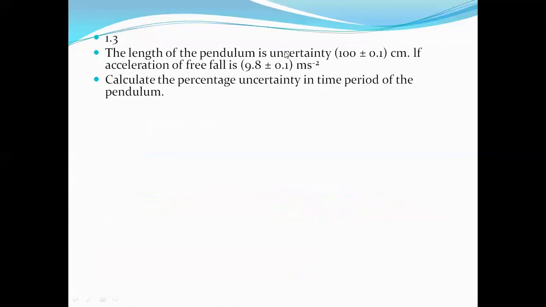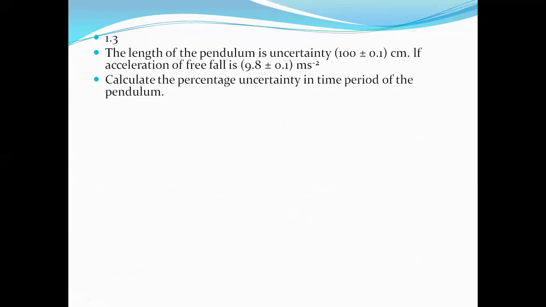Numerical 1.3. The length of a pendulum is 100 plus minus 0.1 centimeter. If the acceleration of free fall is 9.8 plus minus 0.1 centimeter per second square, calculate the percentage uncertainty in the time period of the pendulum. Now we have to calculate the percentage uncertainty in the case of the pendulum.